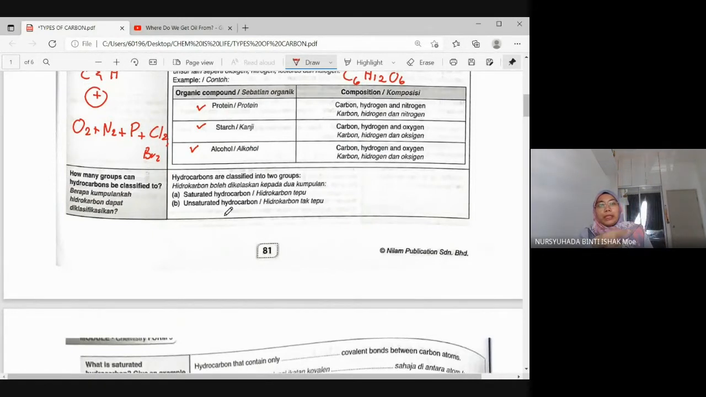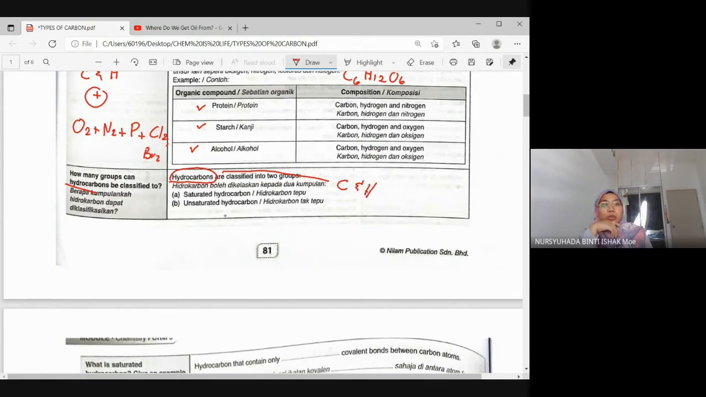Sebab dalam topik ni kamu akan belajar dua-dua. You akan belajar hydrocarbon and also non-hydrocarbon. Alright, kita pergi seterusnya. Okay, hydrocarbon pula. Ada berapa group? Okay, hydrocarbon. Ingat, hydrocarbon ni hanya yang ada C and H.